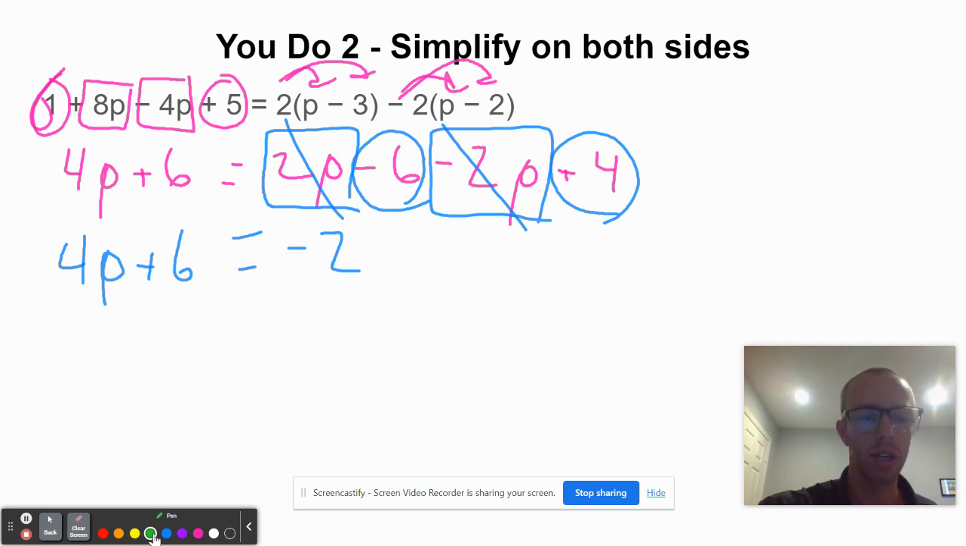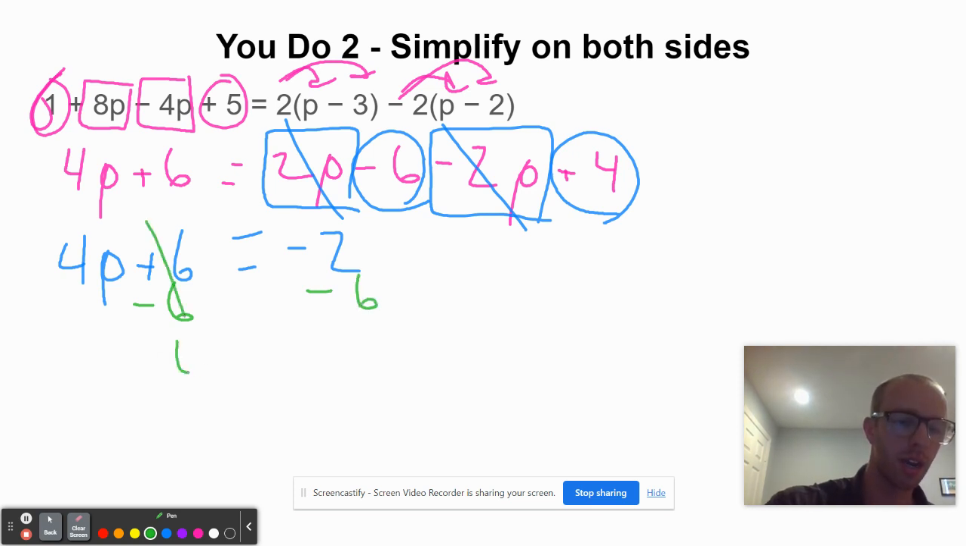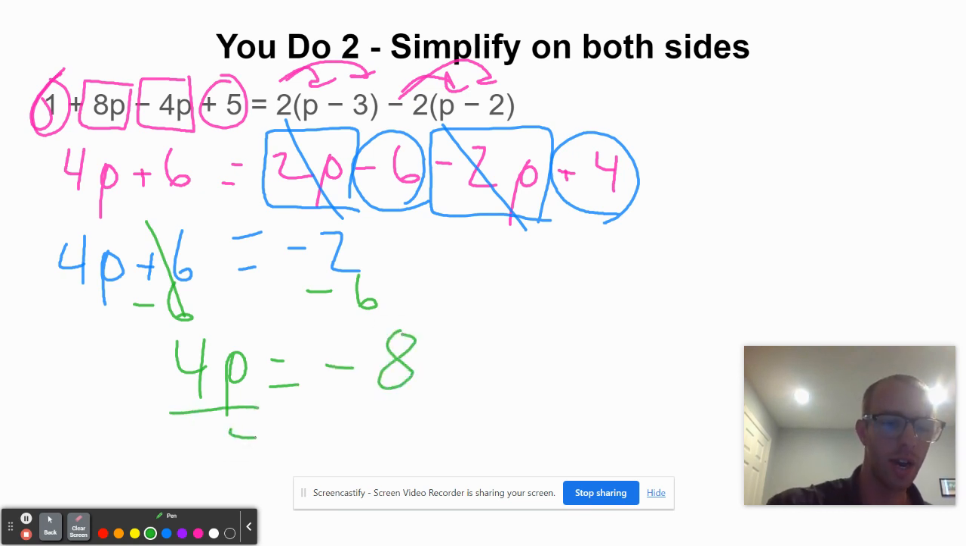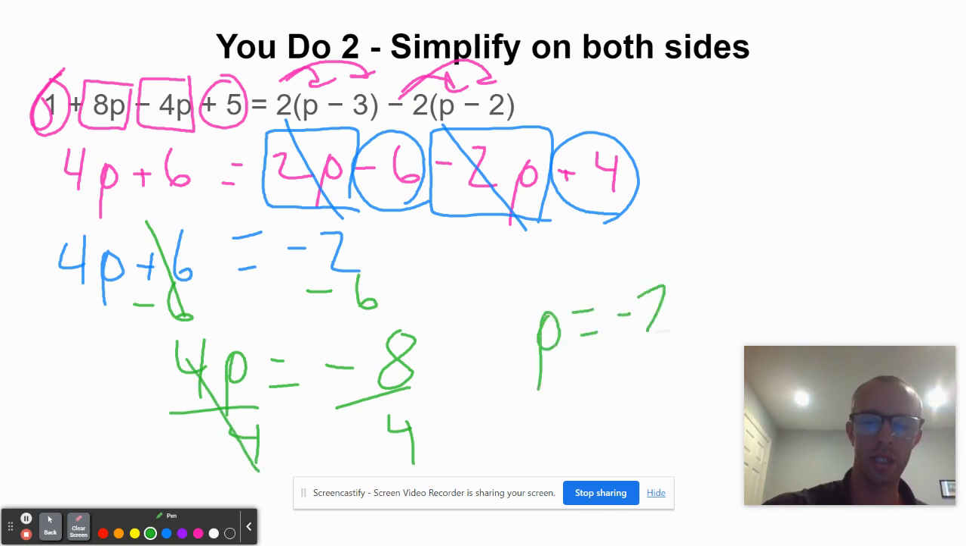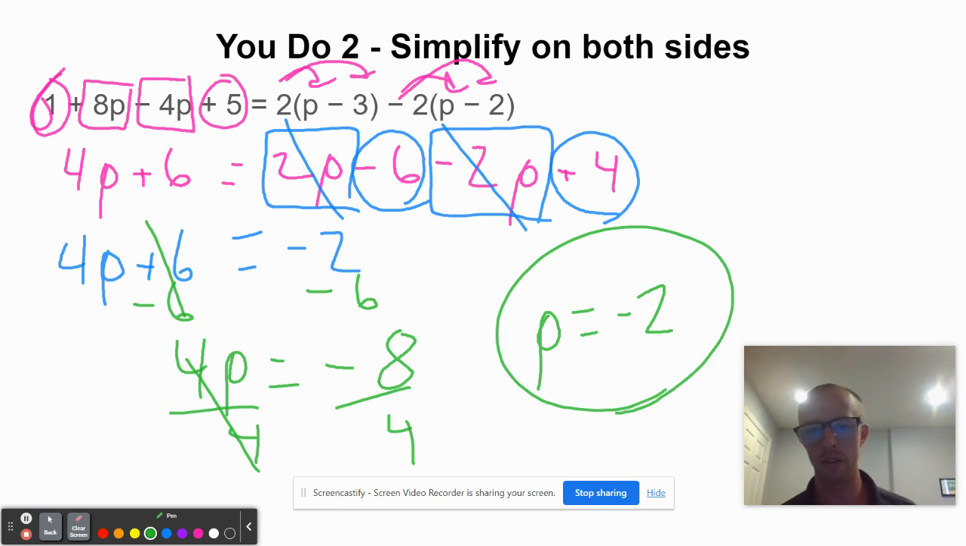All right, so I need to get rid of the constant on the variable side. That's a positive 6. Subtract 6 from each side. I get 4p equals negative 2 minus 6, which is negative 8. Divide each side by 4. These cancel. Negative 8 divided by 4 is negative 2. All of that work simplifies down to p equals negative 2.